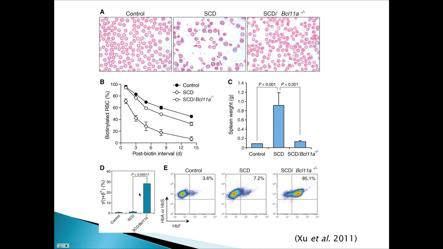Finally, Figure D and E display that the mice with BCL11A null alleles contained more fetal hemoglobin genes, and that proves that the presence of fetal hemoglobin genes as opposed to adult hemoglobin genes is what is responsible for the correction of sickle cell anemia.